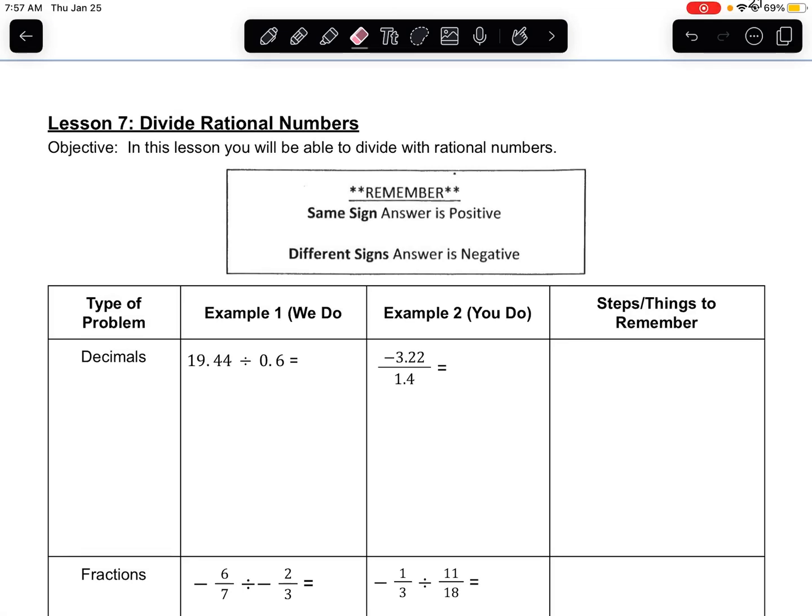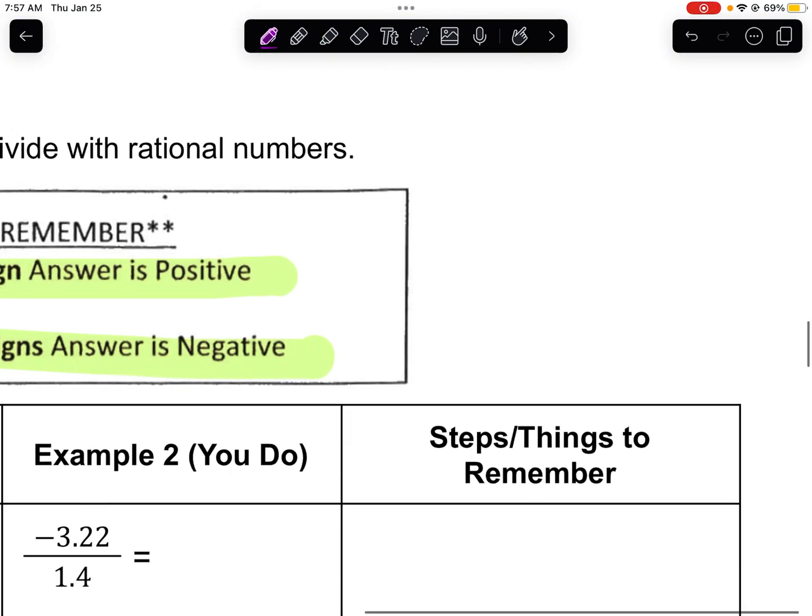All right, so in lesson 7, we're going to divide rational numbers. And the good news about this is it's very similar to multiplying because our rules are still going to stay the same. So let's go ahead and write those down just so we have them on the front of this page.